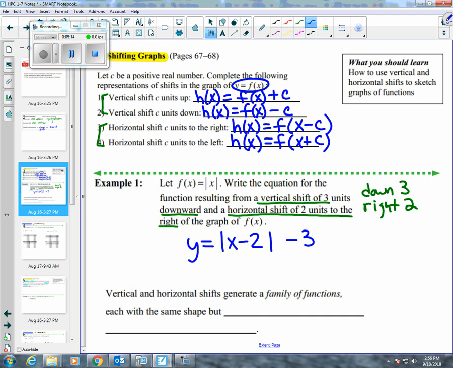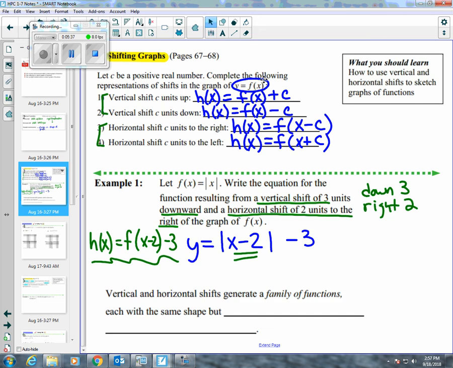I also want to see if we could write it in function notation though. This is actually the equation I would type into my y equals. What would that look like in function notation? My new function, I'll just call it h of x, would be subtracting 2 from the x, right, because I'm doing that x minus 2, and then subtracting 3 on the outside. This is the function notation version of that. We can write the actual equation, that's the blue one, but in function notation, I'm going 2 to the right, that's inside with the x, and the downward 3 on the outside. Okay, so let's graph both of these and see what happens.